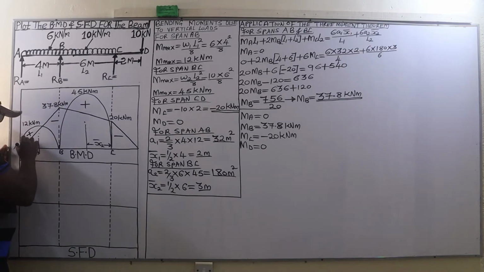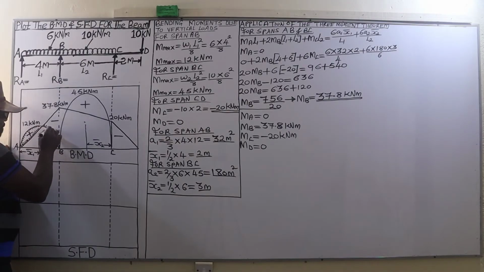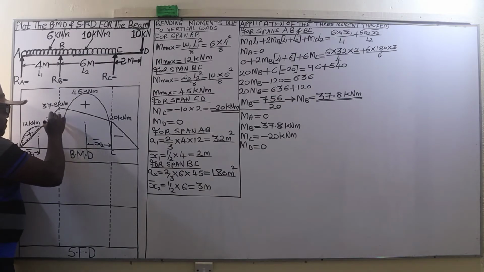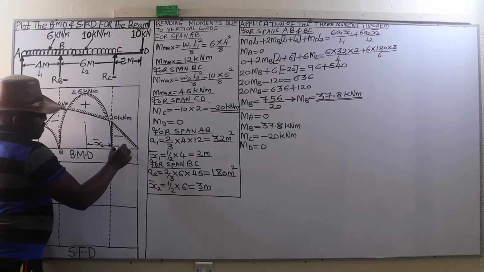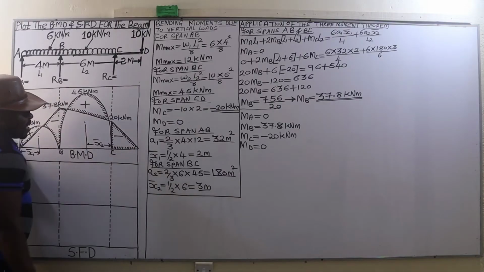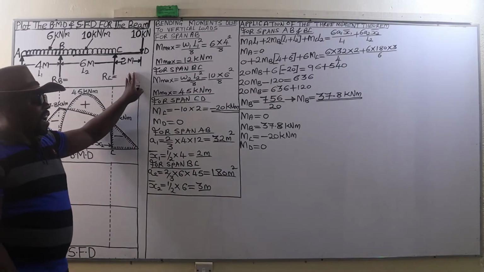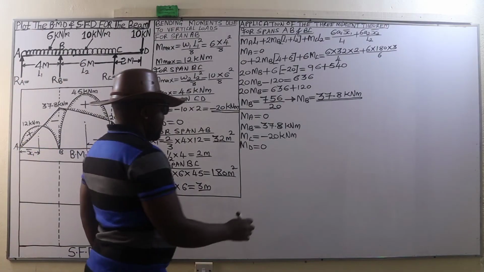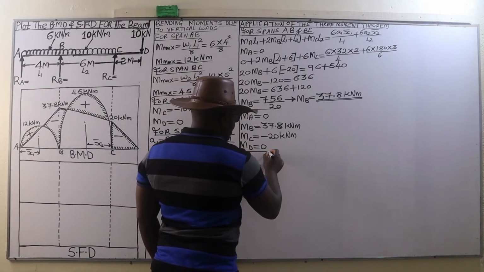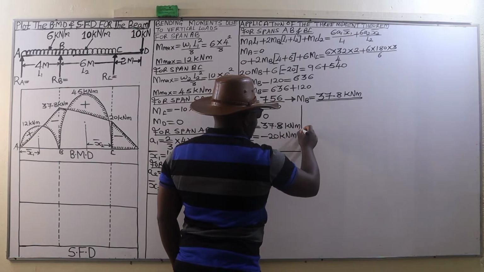Then to complete our bending moment diagram, we are going to shade off its outline so that our bending moment diagram becomes very visible and very clear. And that is how we plot the bending moment diagram for an overhanging beam. Now from there, we are going to calculate the reactions.